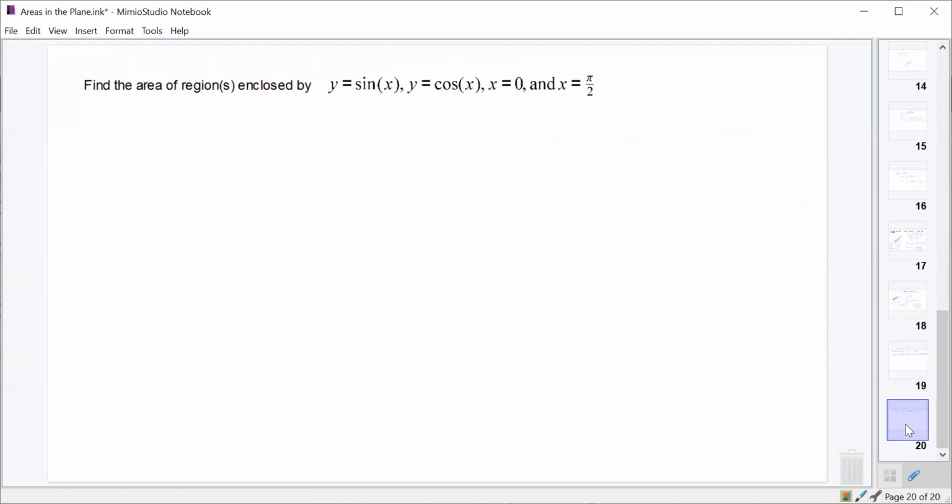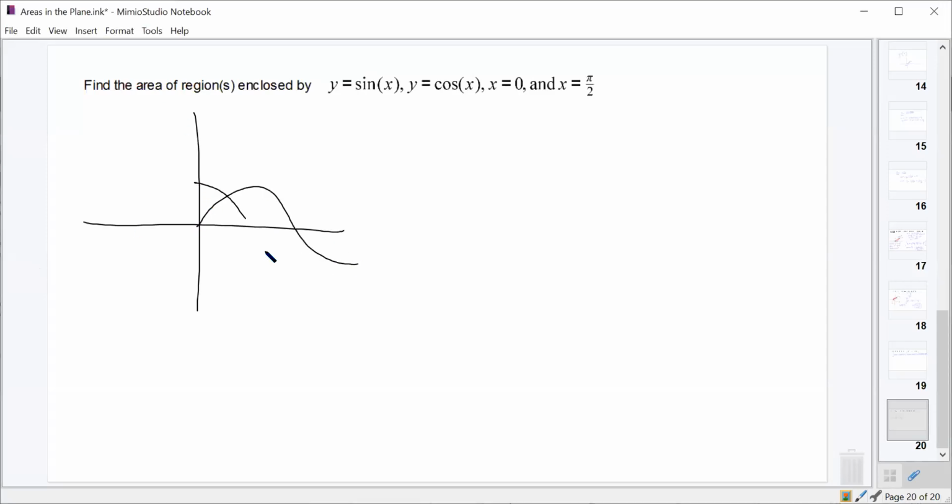All right, and let's do one last one. In fact, why don't you guys do this one on your own? I'll give you 2 or 3 minutes, and then we will work through it together to make sure you got it. Ready, go. All right, this one we should have been able to graph and see pretty clearly.